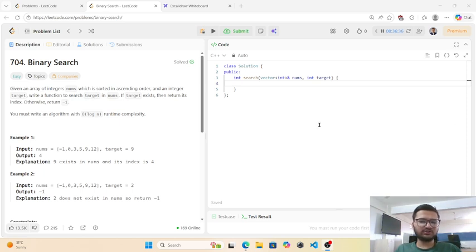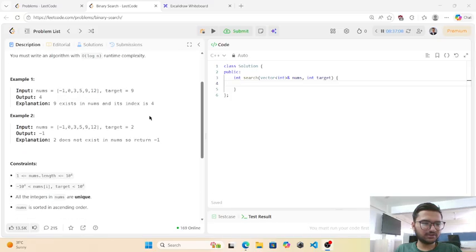Today we are going to solve question number 704. The question name is binary search. The question is: given an array of integers nums which is sorted in ascending order and a target, write a function to search target in nums. If target exists, then return its index, otherwise return -1. You must write an algorithm with O(log n) runtime complexity.